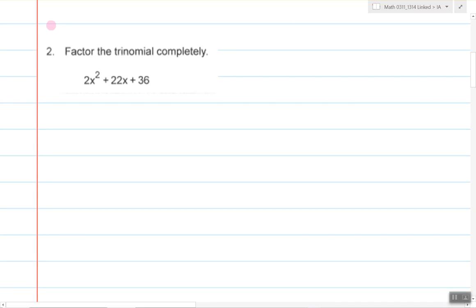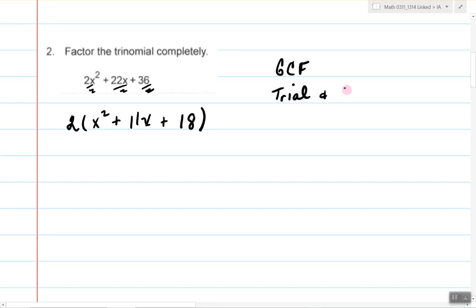Factor the trinomial completely. I look at it, always looking for a GCF, and I notice that all of the coefficients are even. So I will factor out a 2. Divide by 2, divide by 2, divide by 2. That gives me x squared plus 11x plus 18. Now I will be keeping the 2, but this trinomial factor looks like trial and error. So I had a GCF, and I believe that I'm going to have trial and error.